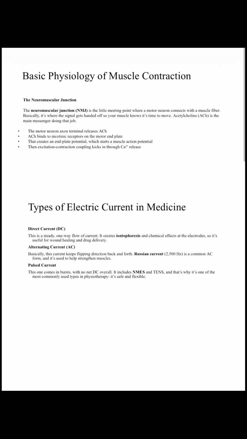We then have the types of electrical currents in medicine, which are the direct current, alternating current, and pulsed currents. In the direct current, this is steady one-way flow of current. It creates iontophoresis. AC, basically this current keeps flipping direction back and forth. Then the pulsed current, this one comes in bursts with not DC overall.